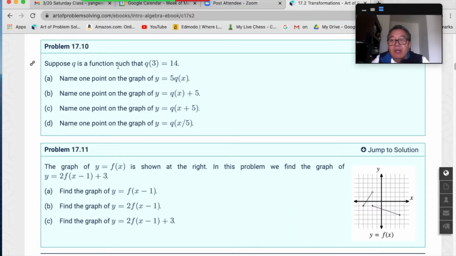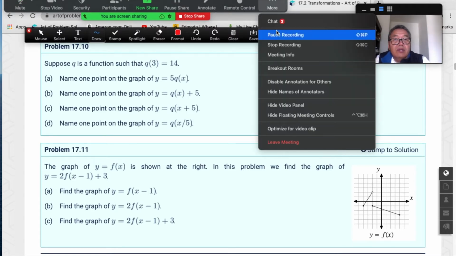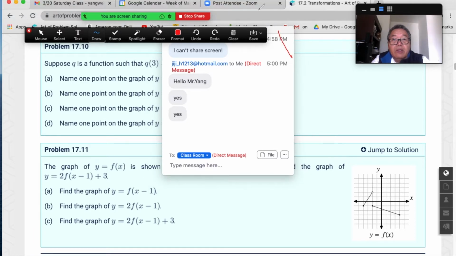Problem 10. Suppose Q is a function such that Q(3) equals 14. Part A asks you to name one point on the graph of y equals 5 times Q(x). Okay, let's see how we can do this.